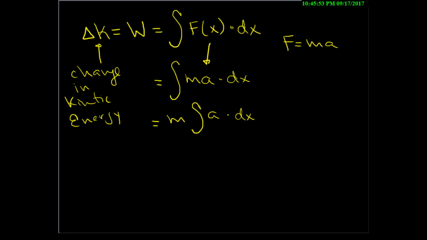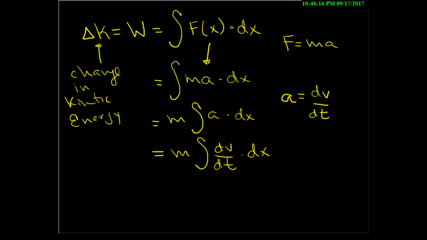You'll recall that the definition of acceleration is equal to dv over dt, or the change in the velocity over the change in time. So let's go ahead and do that substitution, and we can yield m, our integration of dv over dt times dx. We're going to do some algebraic rearrangement to yield dx over dt dv.